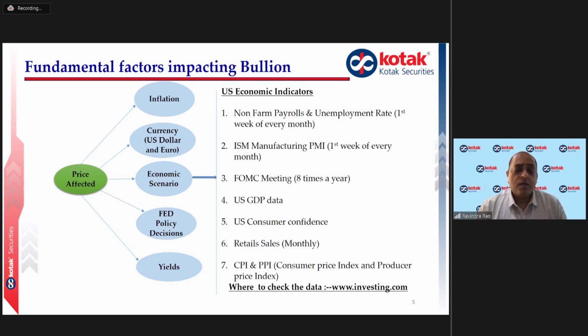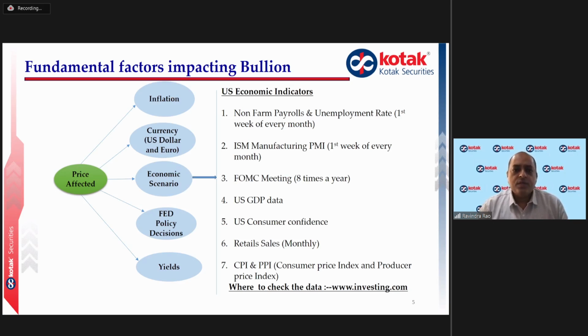Especially what happens is, because of the economic data, there is a direct relation with the US dollar, and because of that the commodity gets impacted. So these data become very, very important while trading in commodities.